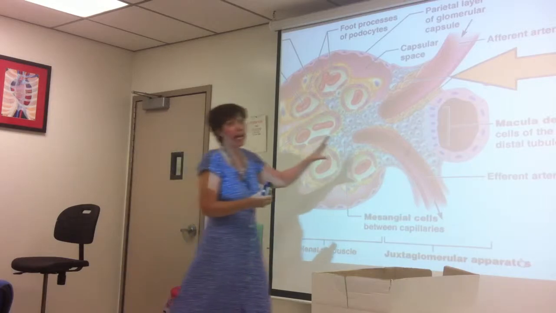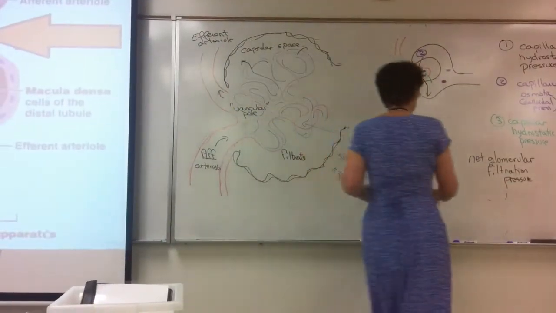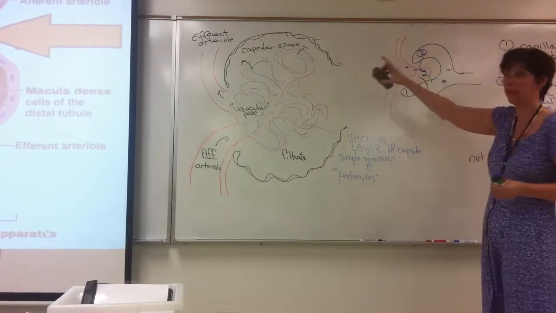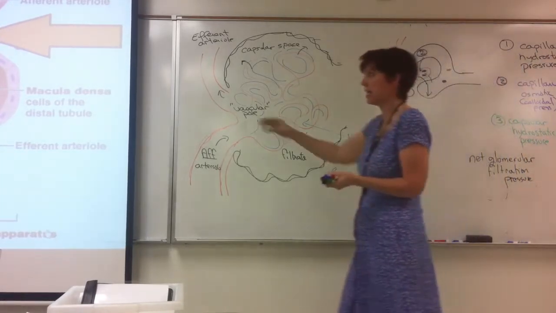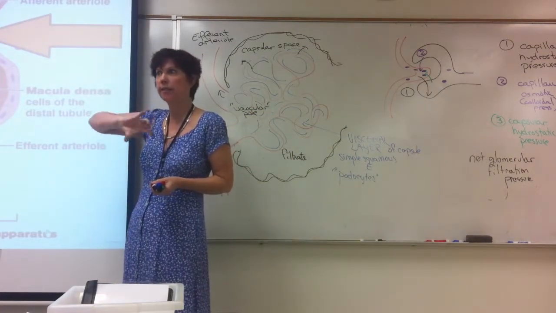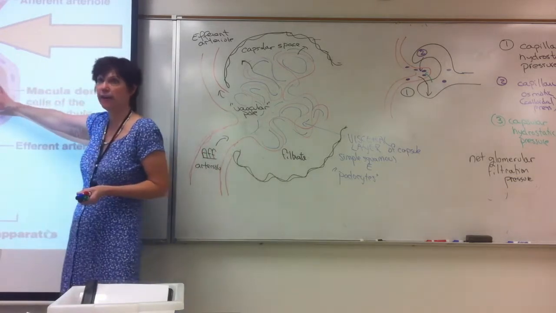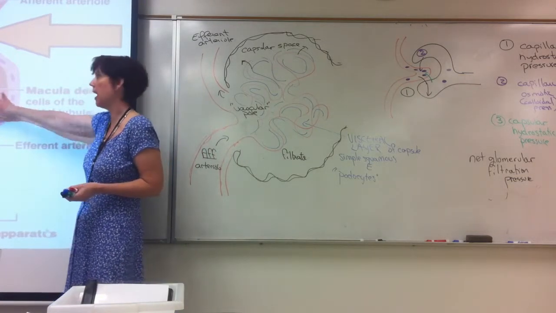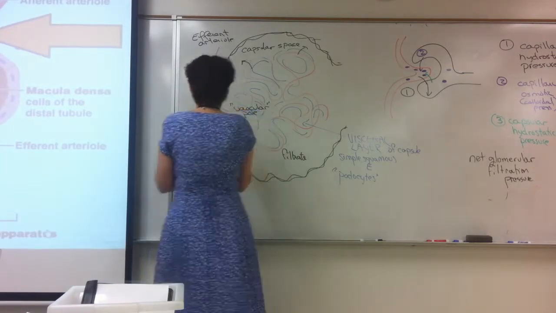So we already have diagrammed here the afferent arteriole and the efferent arteriole. And what I need to add is part of our distal tubule. Remember on Friday I said how important it was for the distal tubule to come up between the afferent and efferent arteriole? And this is why. So I'll draw a cross-section of it.